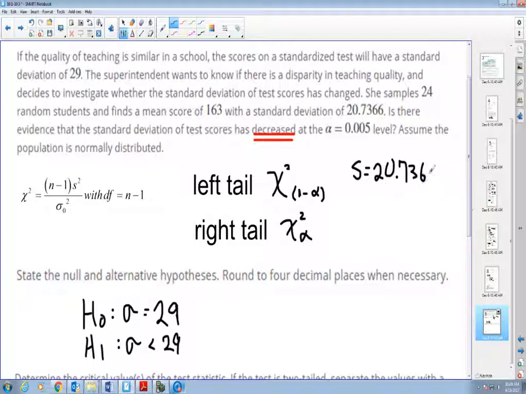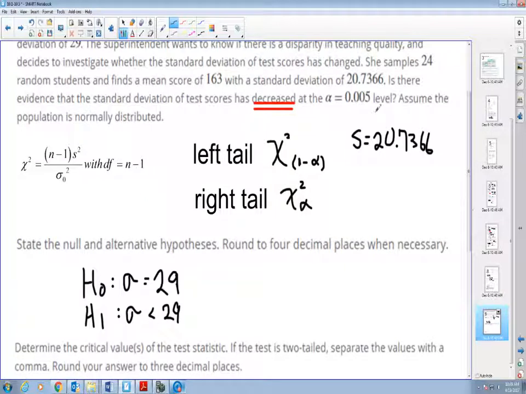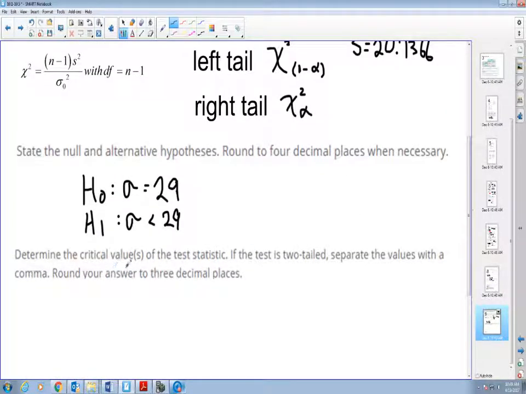20.7366. Okay, so that goes right here. The sample is 163. All right, my alpha is 0.05. Determine the critical value of the test statistics. If the test is two-tailed, separate the value with a comma.